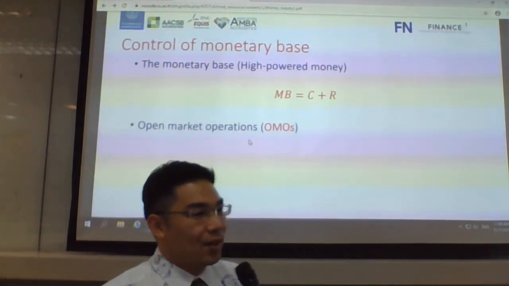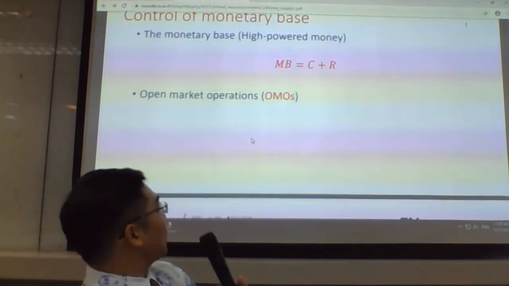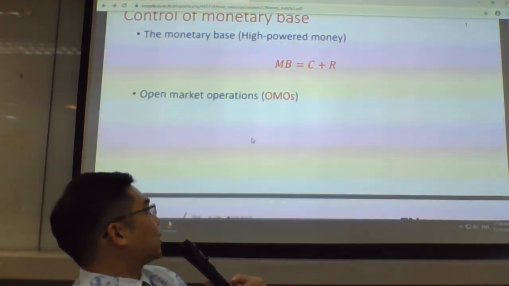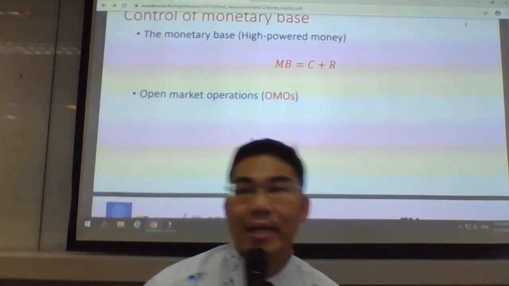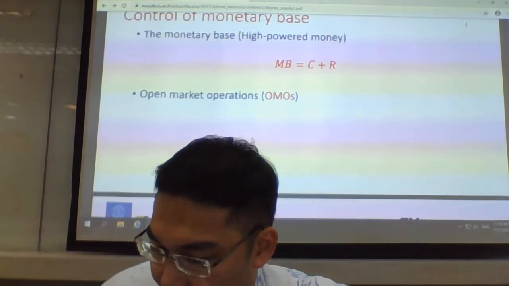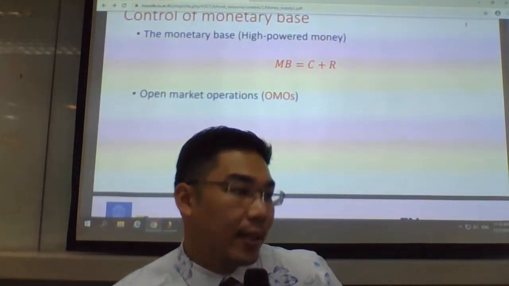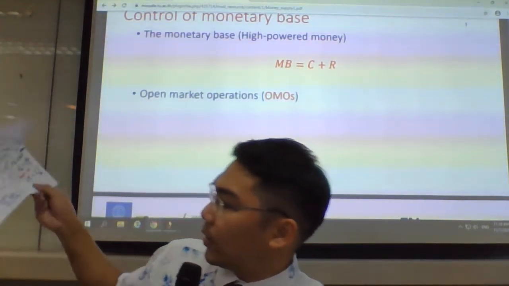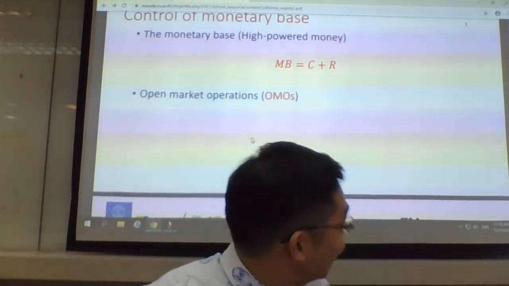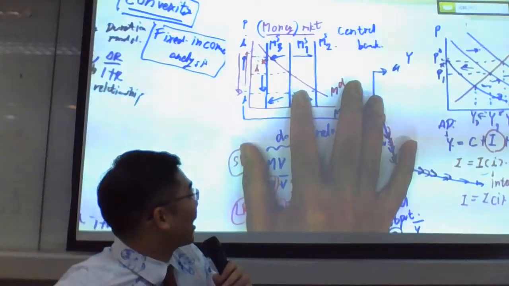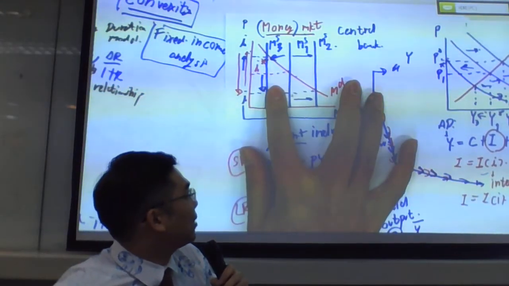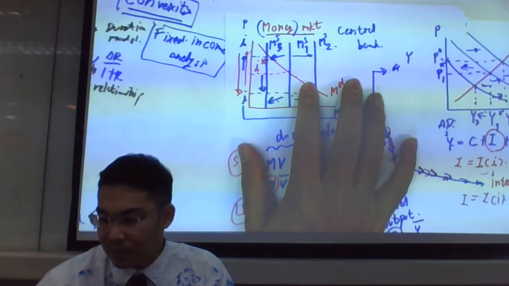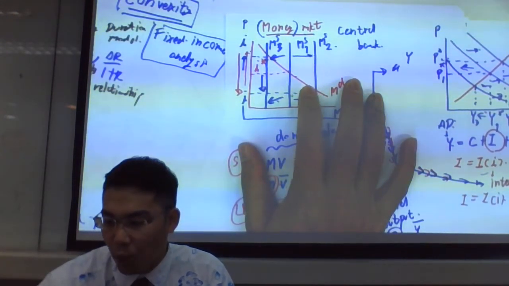Okay, let's move on. The next topic is open market operations, which we can call OMOs. What are OMOs? OMOs are a means that a central bank uses to influence the money supply. If you remember this chart, when the central bank increases or decreases the money supply, in fact the central bank has a means to influence this. One of those means is the open market operation, or OMO.